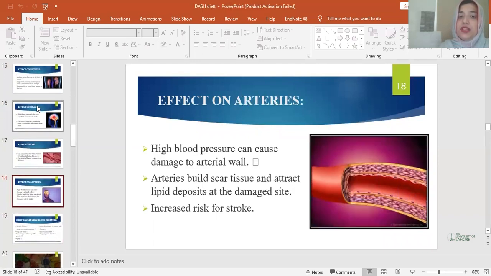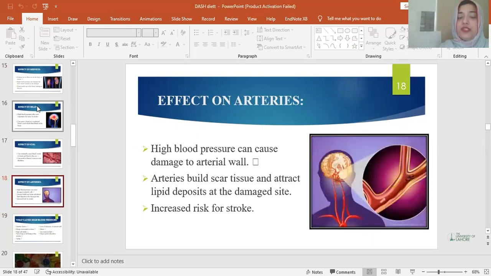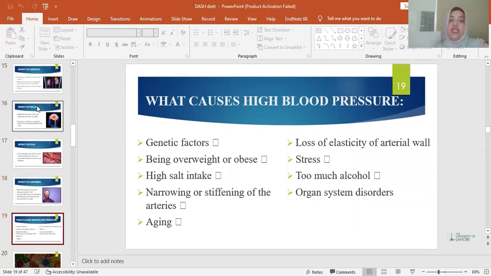What effect does hypertension have on arteries? High blood pressure can cause damage to the arterial wall. Arteries build scar tissue and attract lipid deposits at the damaged site, increasing the risk of stroke.